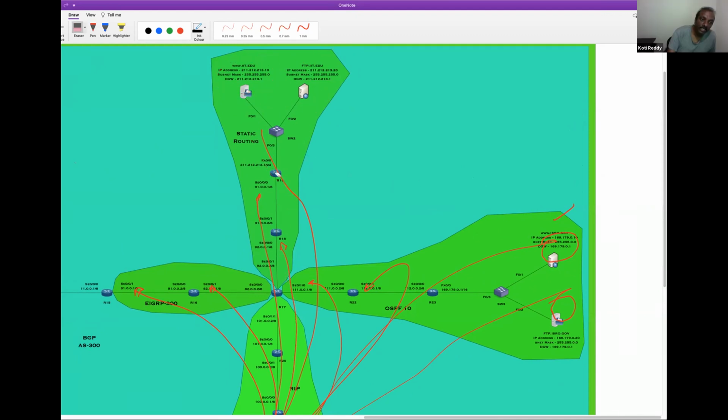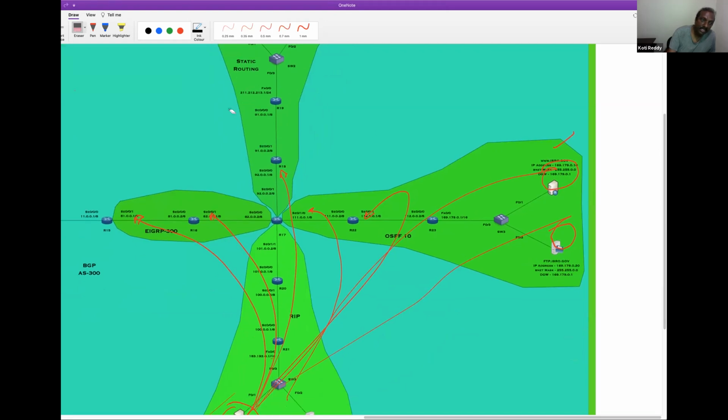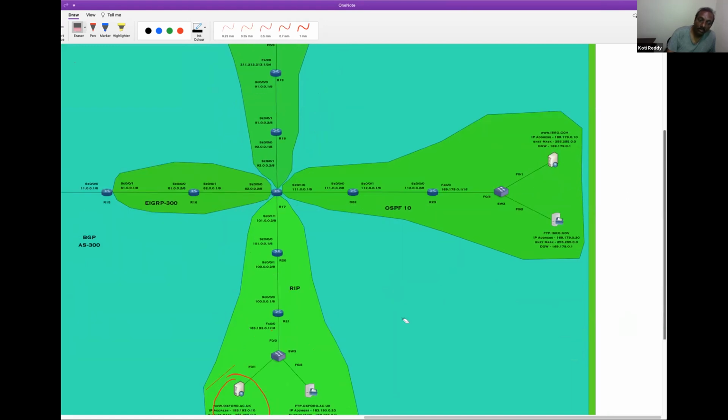Now the question is, we have done sufficient routing so that all the systems in the same ISP could talk to each other. But what happens to customers in one ISP? Can they talk to customers in the second ISP, third ISP? No, because they don't know those routes.